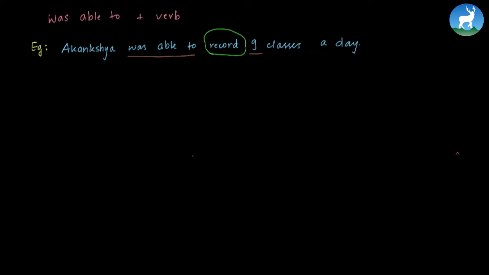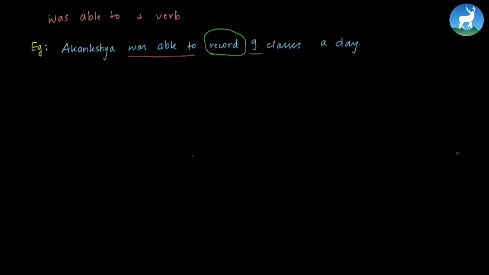So now Akanksha, maybe she can record more than 9 classes, or she cannot record more than 9 classes, but there was a point of time where she could record 9 classes a day. So that's an ability of Akanksha. So we use "was able to".